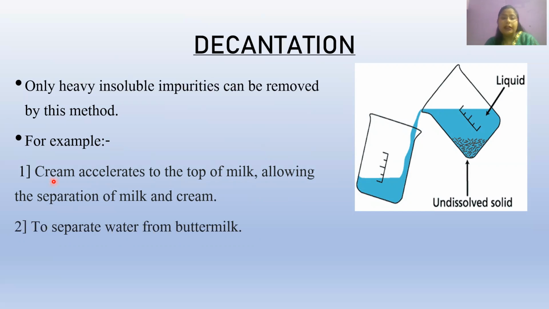For example, cream accumulates at the top of milk. For the separation of milk and cream, we remove the cream from the milk, and also to separate the water from buttermilk. You have always seen at home when you are drinking buttermilk. When you keep the buttermilk for some time, in the upper layer there is some water and at the bottom there is the buttermilk. So if you want pure buttermilk, you will remove the upper layer of water. That method is known as decantation.